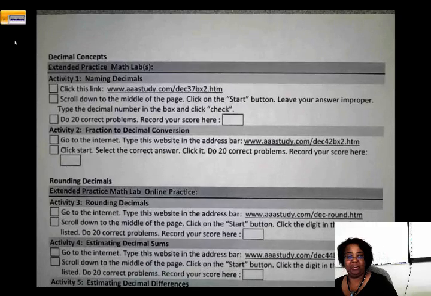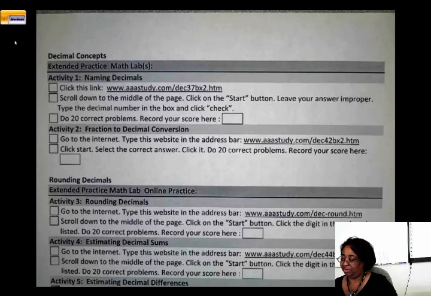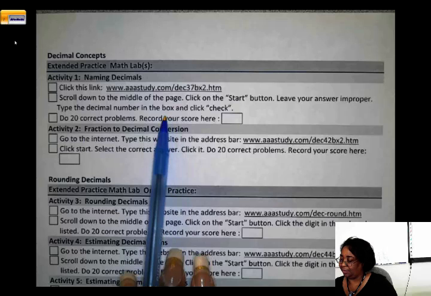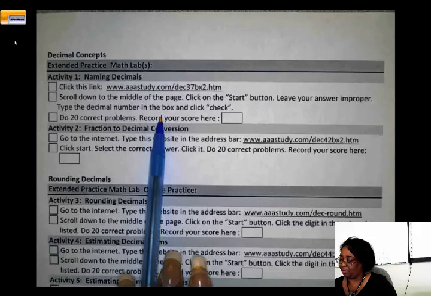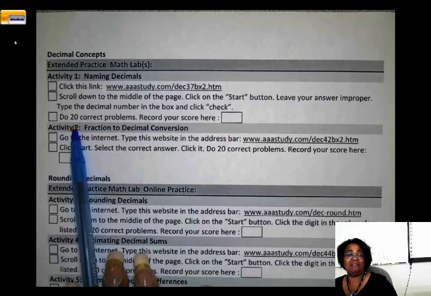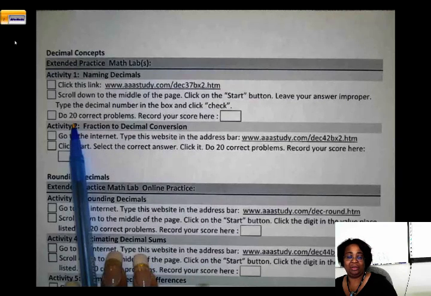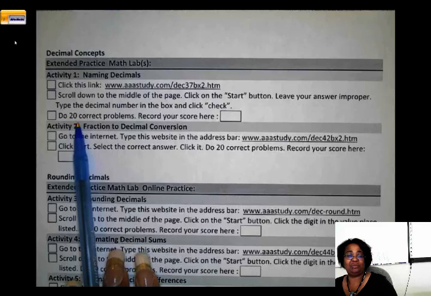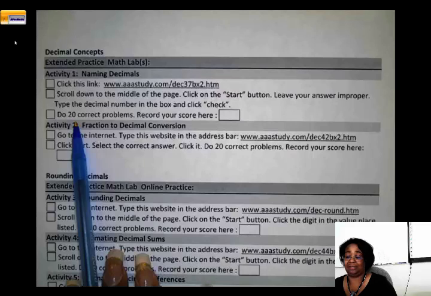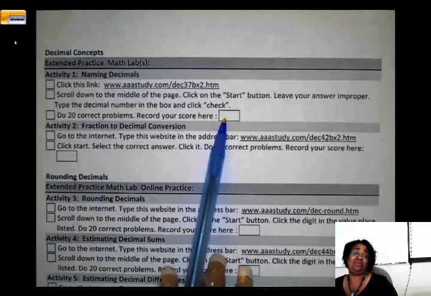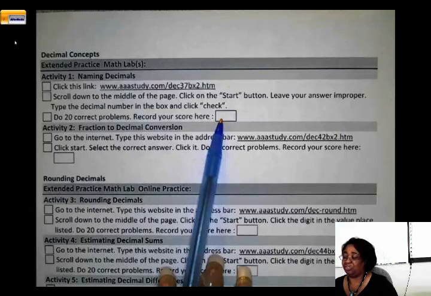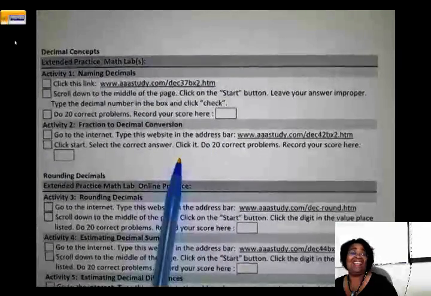On activity 1, where you're naming decimals, you're going to go to this website, you're going to click on start, you're going to type in the decimal number, and then you're going to check it. You do not stop until you have 20 correct problems. Once you know that 20 of your problems are correct, let's say you have to do 25 of them in order to get 20 that are actually correct, then you write down your percentage that you got right, and you can stop and go on to the next activity. I cannot stop you.